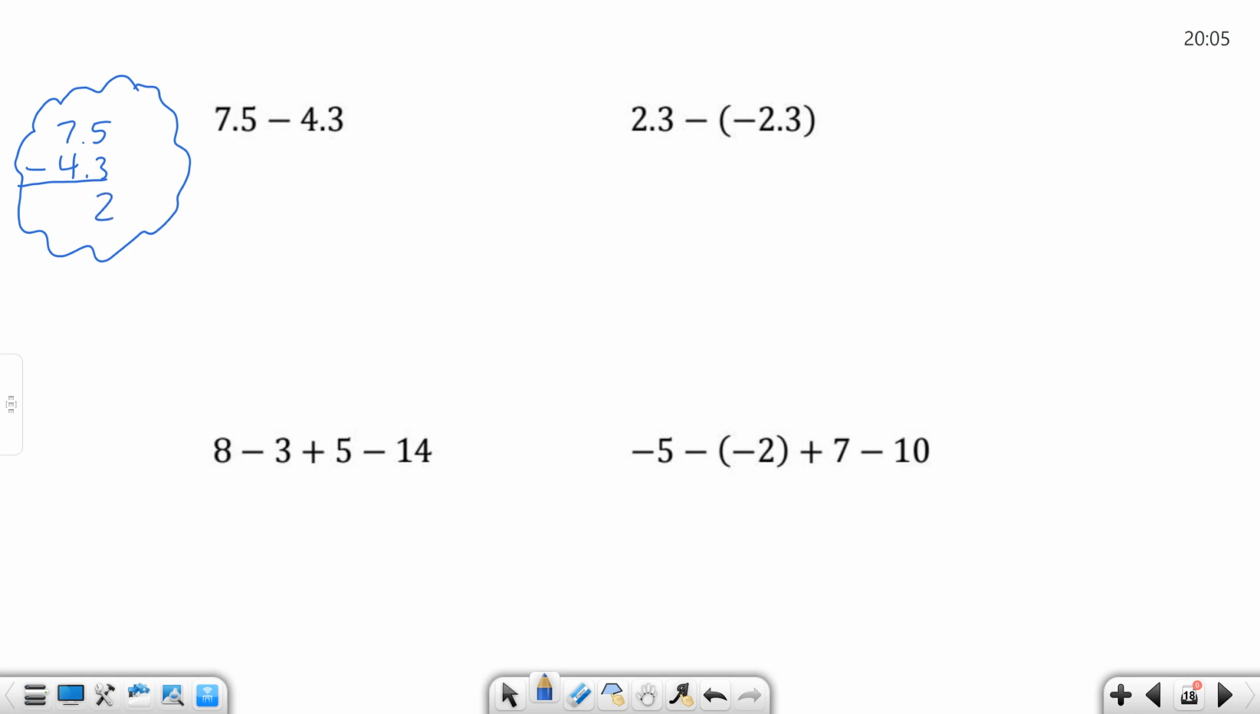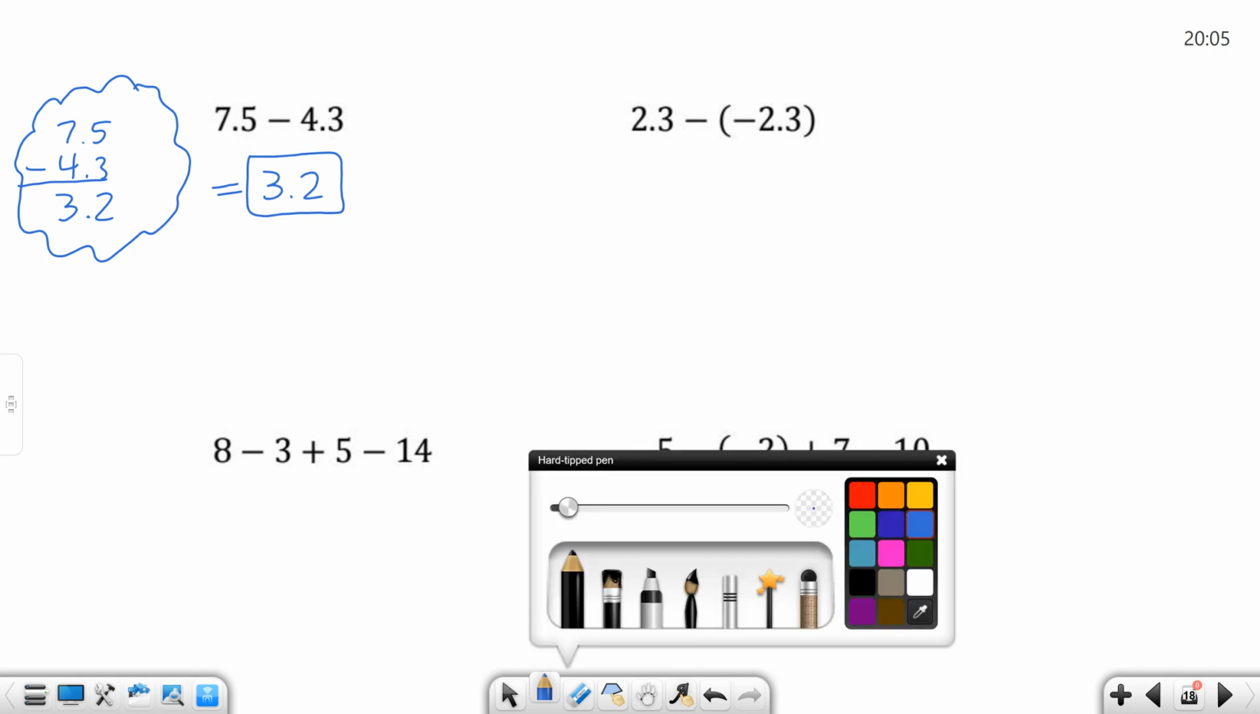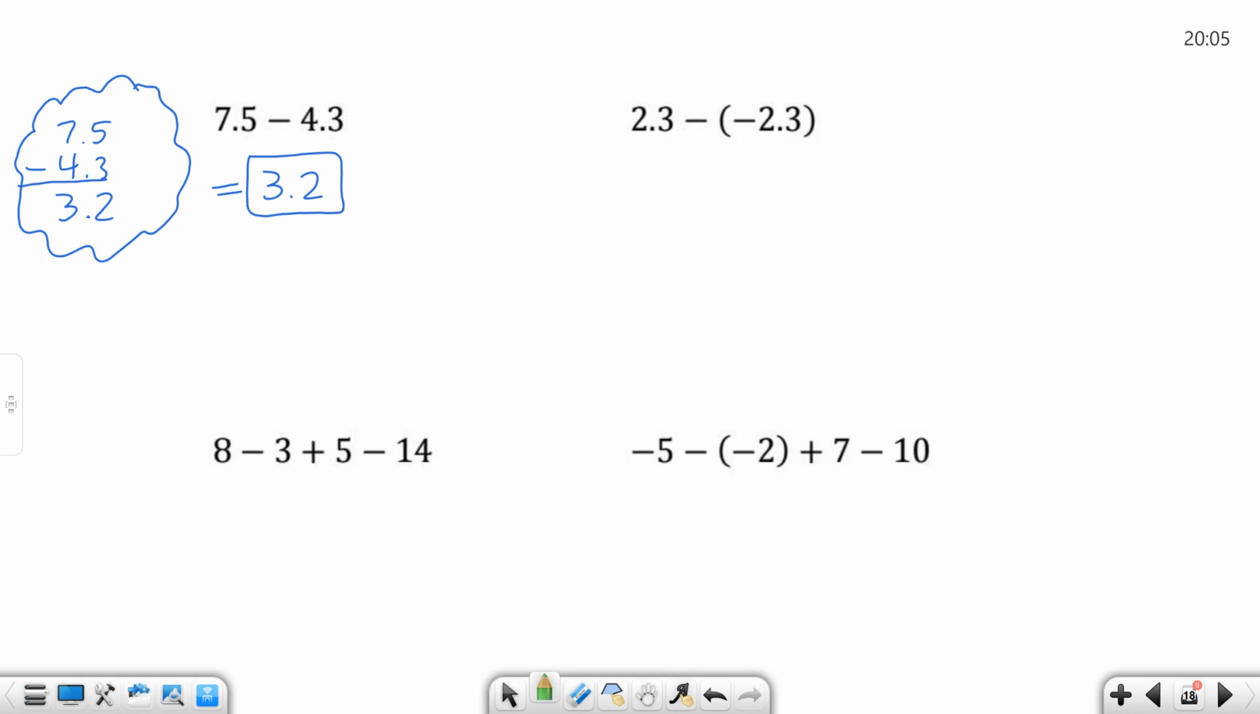So 5 minus 3 is 2. Keep the decimal there. There was nothing to borrow or anything there. We just go to 7 minus 4 is 3. So we get 3.2. And this one was larger and positive, so the 3.2 stays positive. So 3.2 is our final answer there on that one.